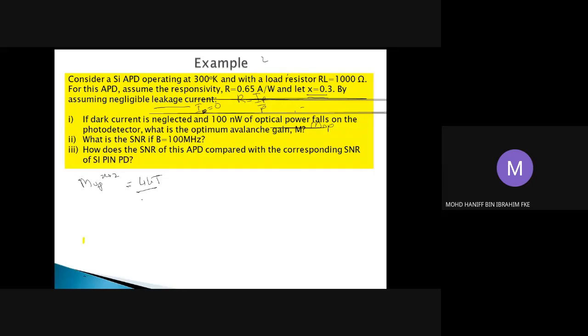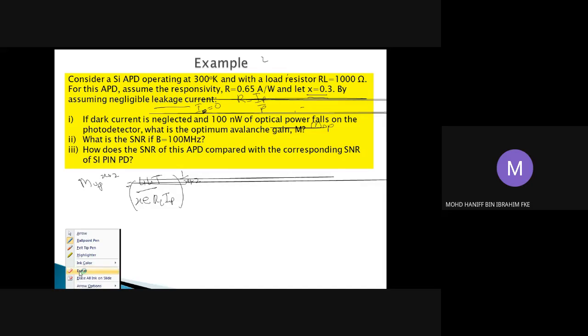divided by x times e times RL, the load resistor, multiplied by your IP, I believe. So we have here x times e, we have the RL, and that should be the IP, and this is to the power of 1 over x plus 2.